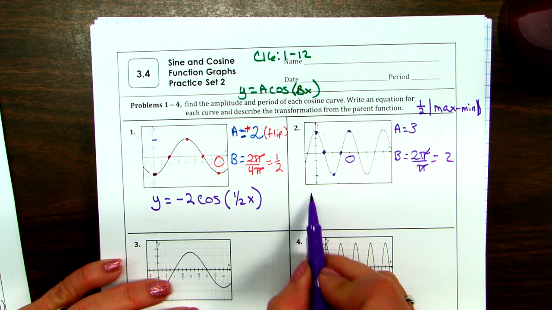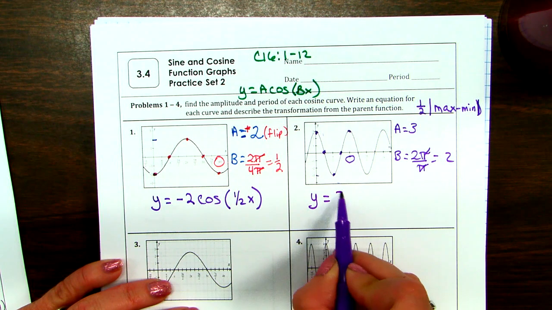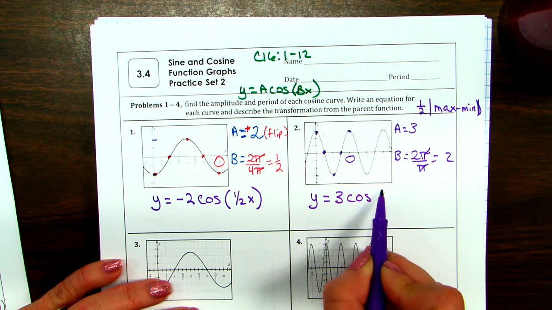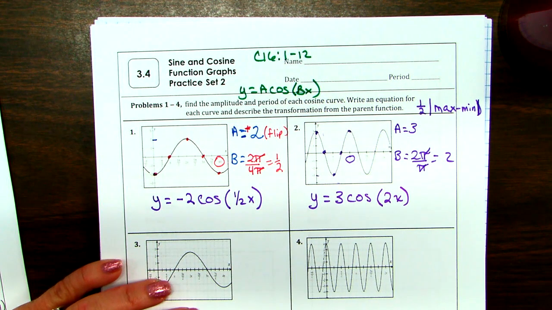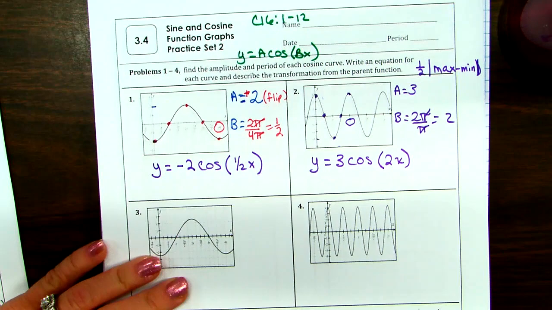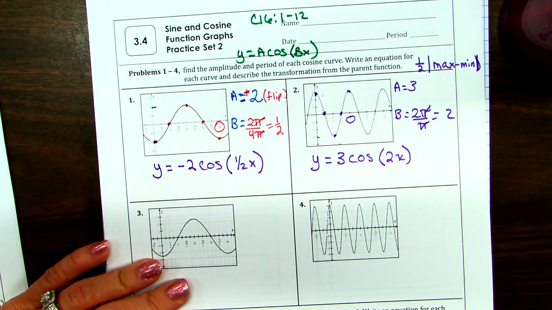Okay, so our equation is 3 cosine parentheses 2x. B is 2, not pi. B is 2, not pi.